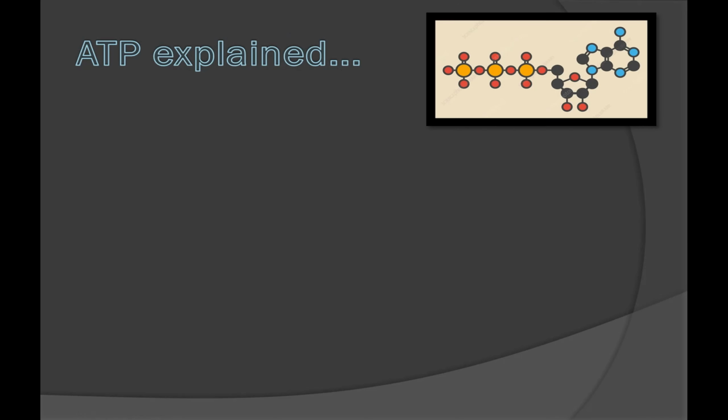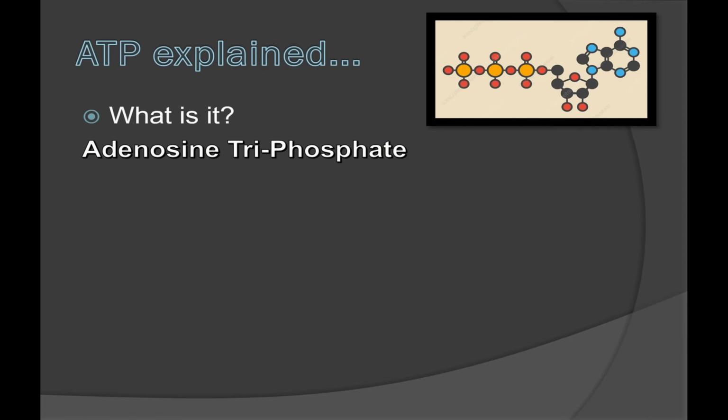Now, in order for our muscles to work and provide movement, energy is required, and this energy comes in the form of what's known as adenosine triphosphate. And adenosine triphosphate is the energy currency of the body. It's the only usable form of energy that our body can use in order for movement to occur.